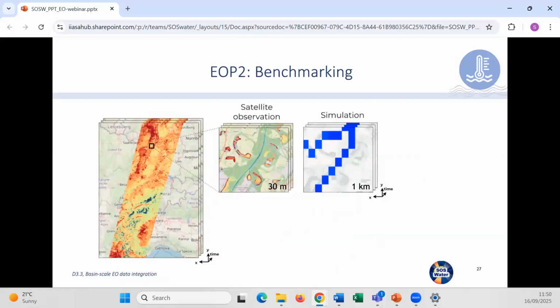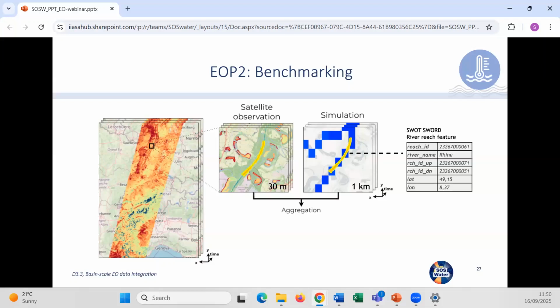So yeah, basically we have set up the model, and now we can use it to do the benchmarking. So we have to somehow compare simulations to satellite observations. And so we have these daily satellite maps, and we somehow have to compare them, with a high resolution of 30 meters, to the coarse 1 kilometer resolution of the simulation. And how we do this is we use the SOS-Water database, basically a database of river reaches that has been developed for the NASA SWOT mission. And we do a spatial aggregation on these river segments.